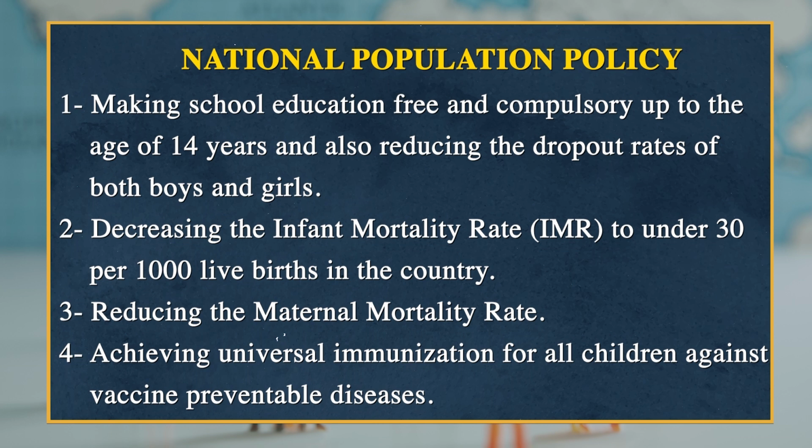Now, let us discuss the main features of the National Population Policy. First one is making school education free and compulsory up to the age of 14 years and also reducing the dropout rates of both boys and girls. Second one is decreasing the infant mortality rate, IMR, to under 30 per thousand live births in the country. And the third one is reducing the maternal mortality rate. Fourth one is achieving universal immunization for all children against vaccine preventable diseases.